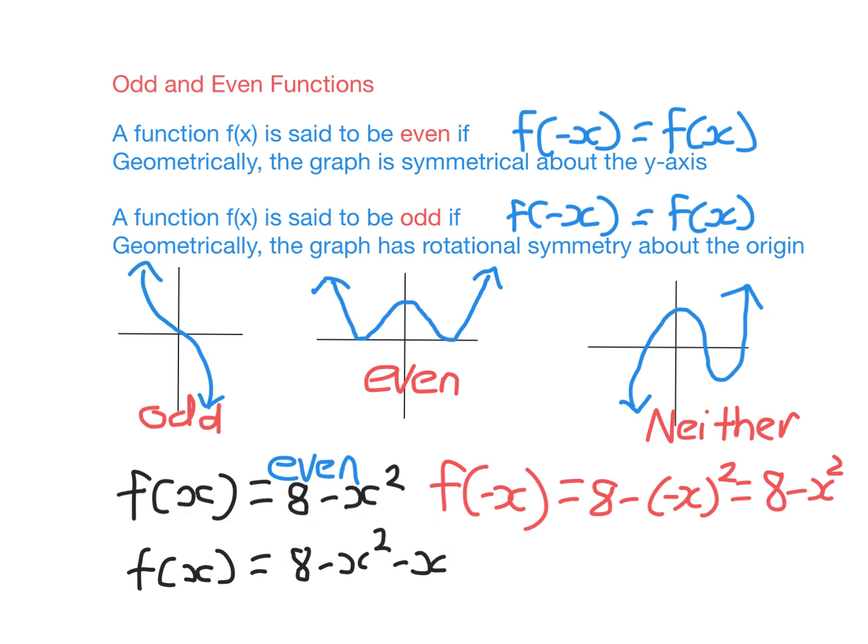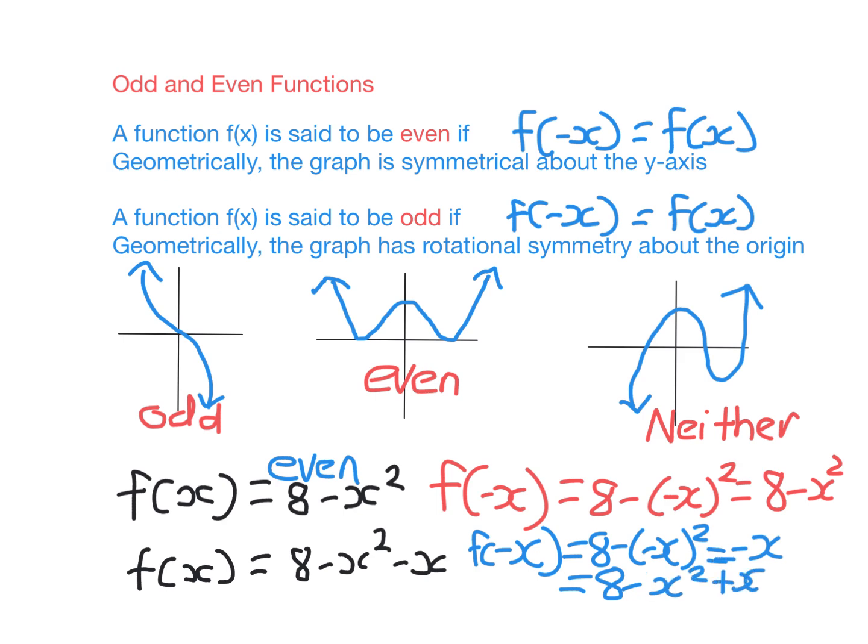On the other hand, if we try that trick here with this function, so I'm going to substitute x for negative x, I get 8 minus, replacing x with negative x, minus x. So we discussed before that negative x squared is the same as x squared. But these two negatives here, they will make a plus. You can see that this here is not the same as f of x.